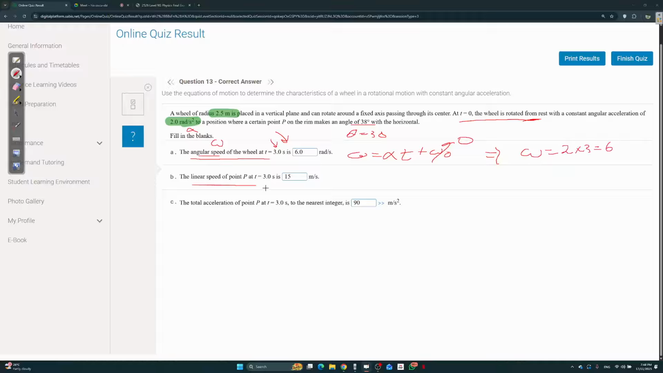The linear speed at point P, linear speed V, is equal to r omega. So you simply multiply the 6 by the radius 2.5.